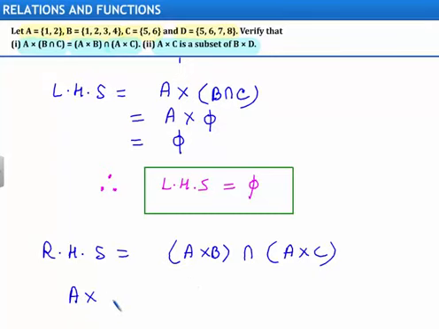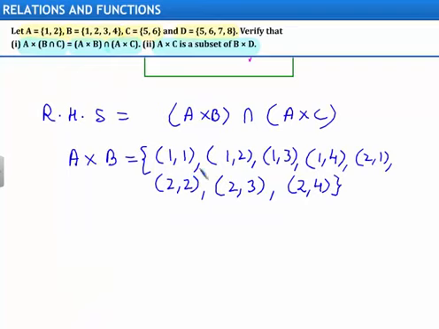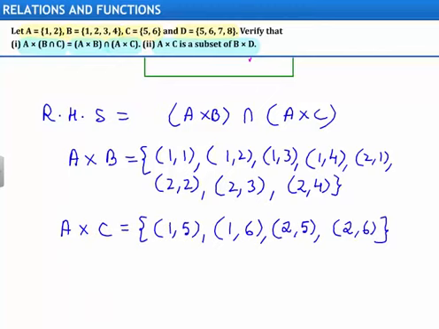So A cross B is equal to (1, 1), (1, 2), (1, 3), (1, 4), (2, 1), (2, 2), (2, 3) and (2, 4). Now let us list down the ordered pairs of A cross C. So the ordered pairs of A cross C are (1, 5), (1, 6), (2, 5) and (2, 6).